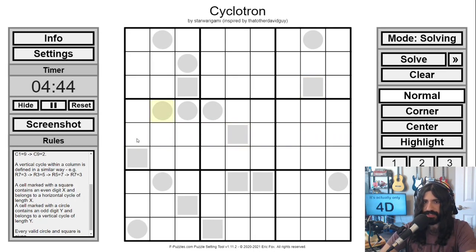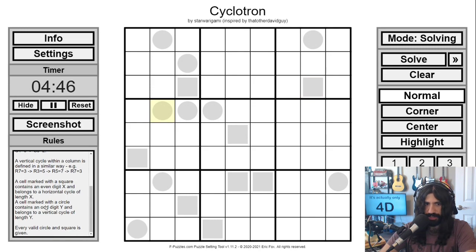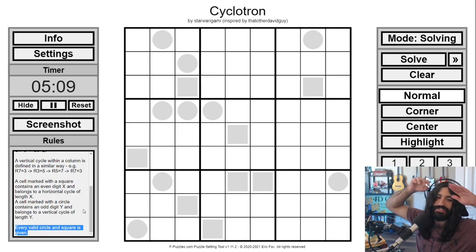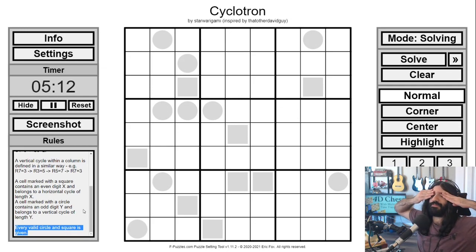Okay, cool. Circles are odd, and they belong to vertical cycles of that length. So actually, pretty reasonable, pretty understandable. Every valid circle and square is given. Oh, jeez. Okay.